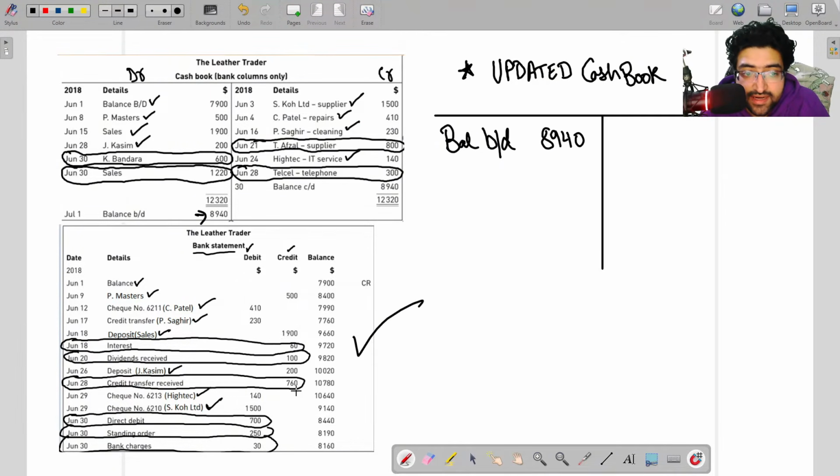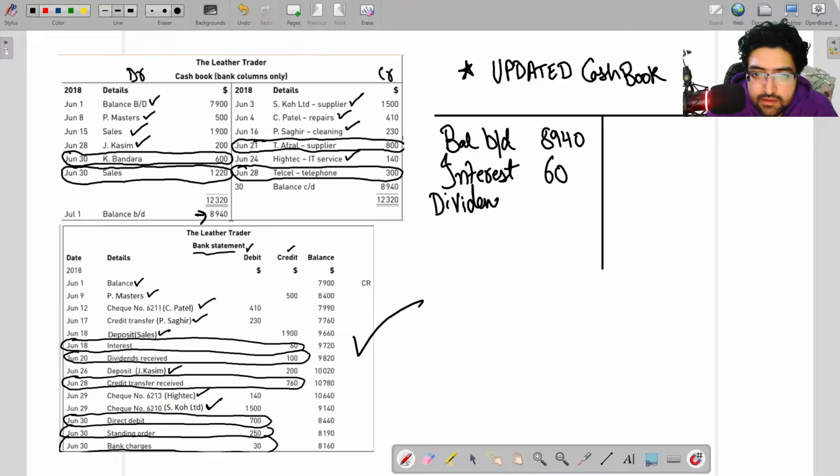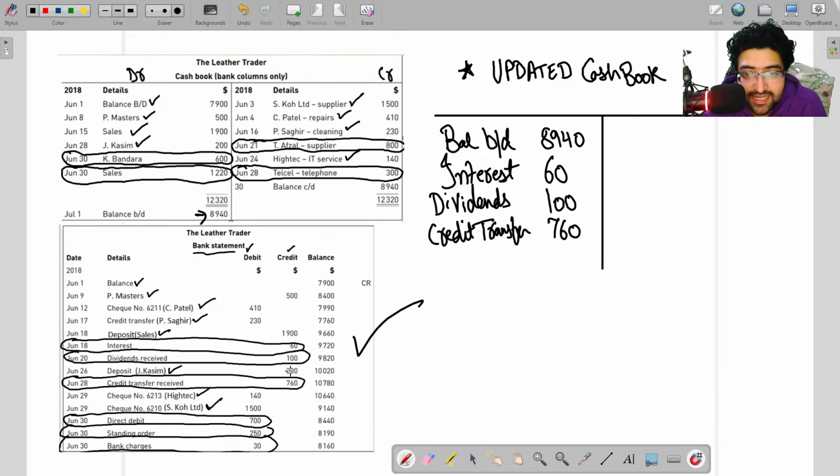So obviously, things that are on the credit side of the bank statement should be on the debit side of the cash book. So interest, this is the interest that we received. So money is coming into our bank account, $60. Then we have also received some dividends, which are worth $100. And then finally we have received a credit transfer from someone, which is $760. So we have recorded the things that were on the credit side of the bank statement on the debit side of the cash book, because this is the money we have received from people.